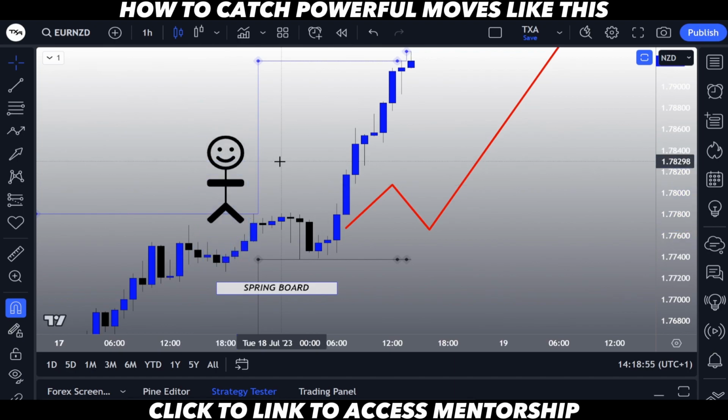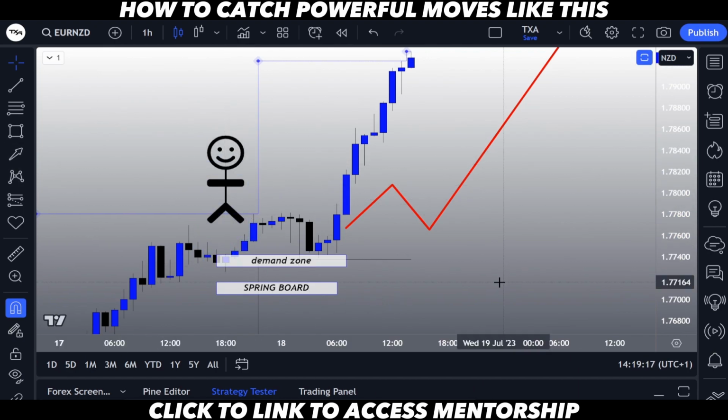So let's move our friend to the upside. In a demand zone, that's where we find buyers. Buyers are waiting at the demand zone levels. They're waiting for the price to reach their level before they push the price to the upside.